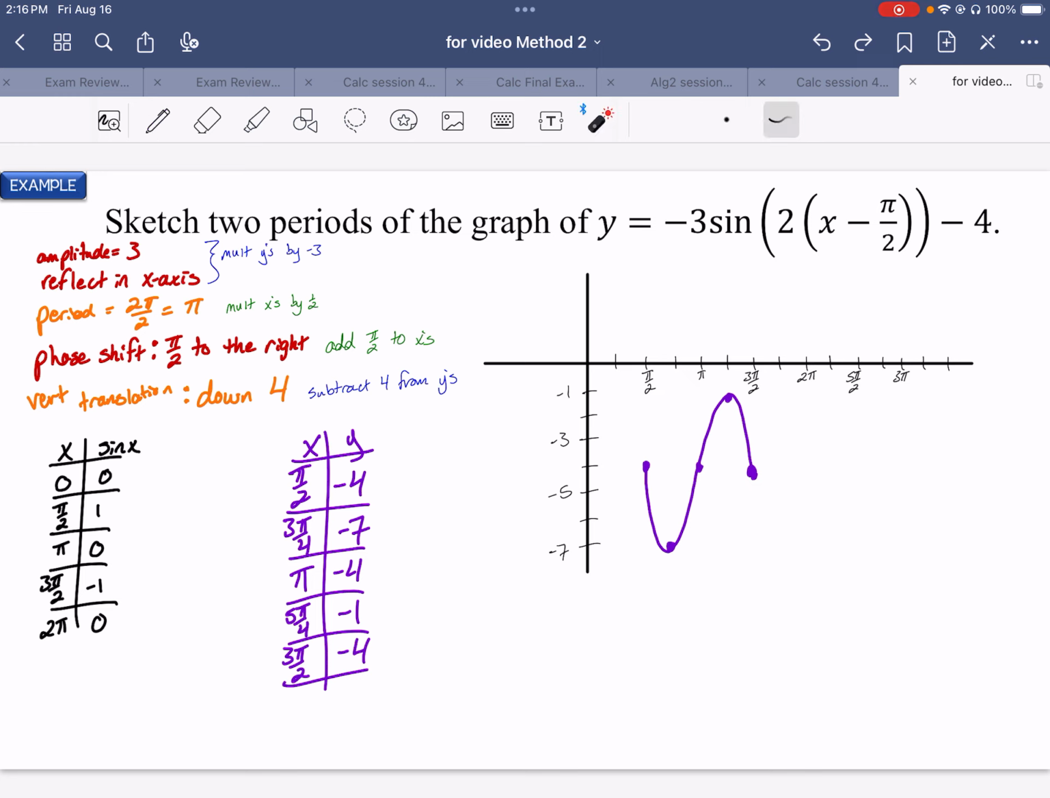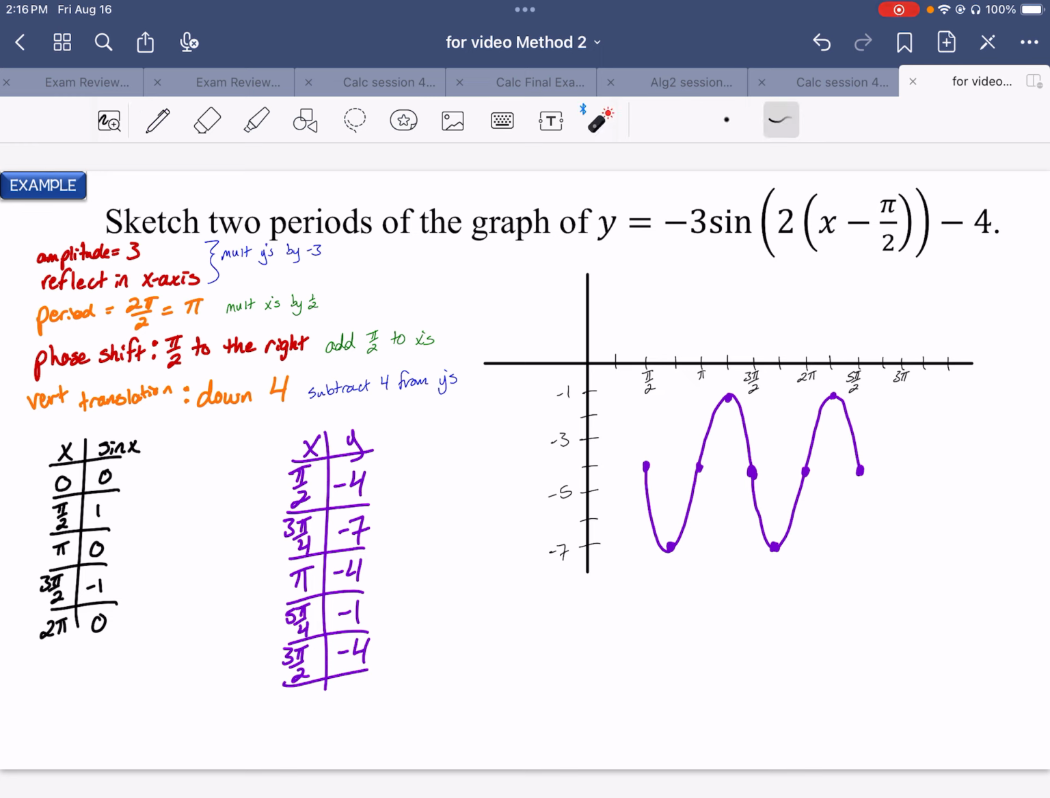The pattern I notice is it's a tick mark, you plot, tick mark, you plot, tick mark, you plot. Sometimes the pattern is you have to skip a tick mark before you plot another point, or skip 2 tick marks or whatever. So my next point to plot is the very next tick mark. I go down to negative 7. The next tick mark takes me back to negative 4. The next one up to negative 1. And then finally at 5 pi over 2 takes me back down to negative 4. So there's my next period, or my next cycle.